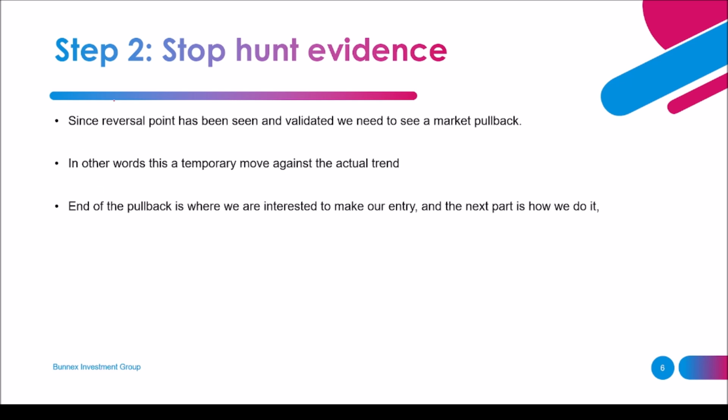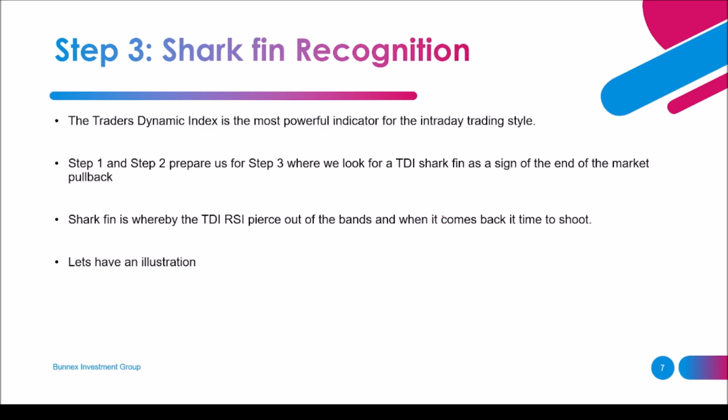Alright, so the second step is pullback evidence. Since the reversal point has been seen and validated, we need to see a market pullback. If we have broken structure to the upside, we need to see a pullback towards a reversal point. In other words, this is a temporary move against the actual trend. The end of the pullback is where we are interested, and we can call it the point of market interest to make our entry, and the next part is how we do it.